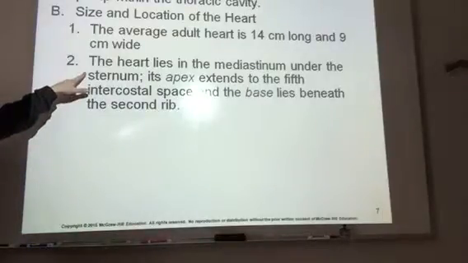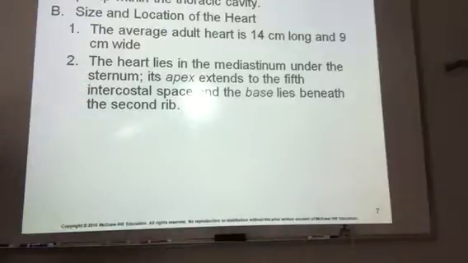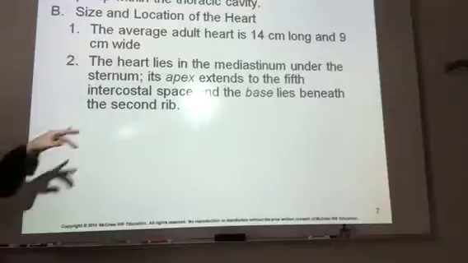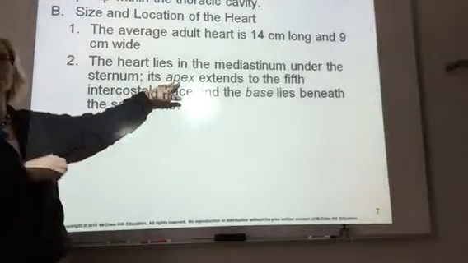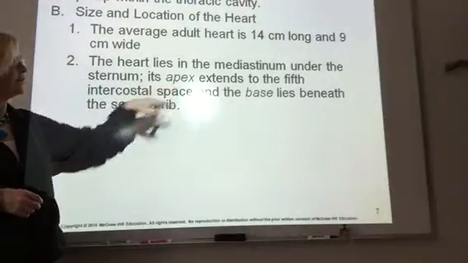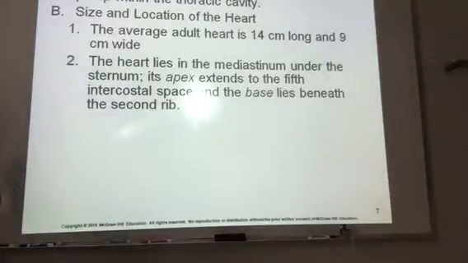The heart lies in the mediastinum, under the sternum. The sternum is there to protect your heart. The apex, which is the pointy bottom part of the heart, extends to about the 5th intercostal space, and then the base lies pretty much underneath the 2nd rib. So your heart is protected very well.